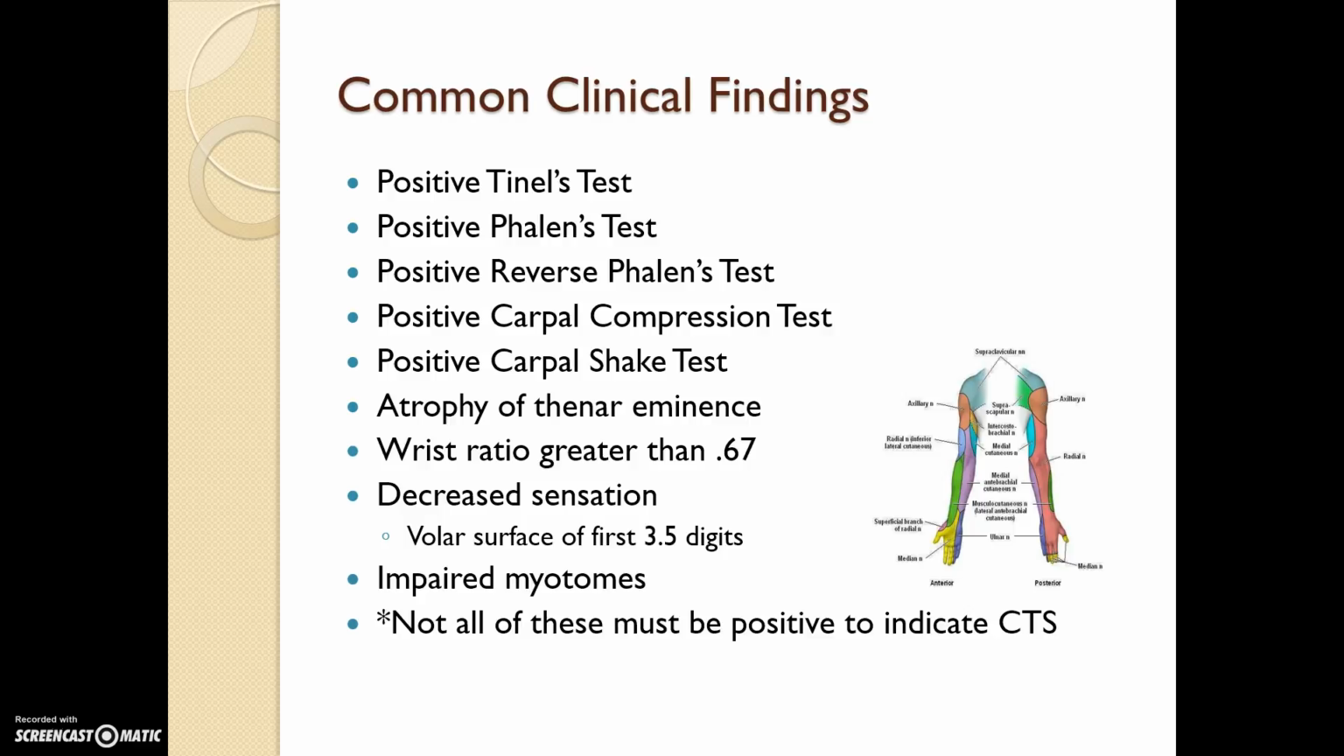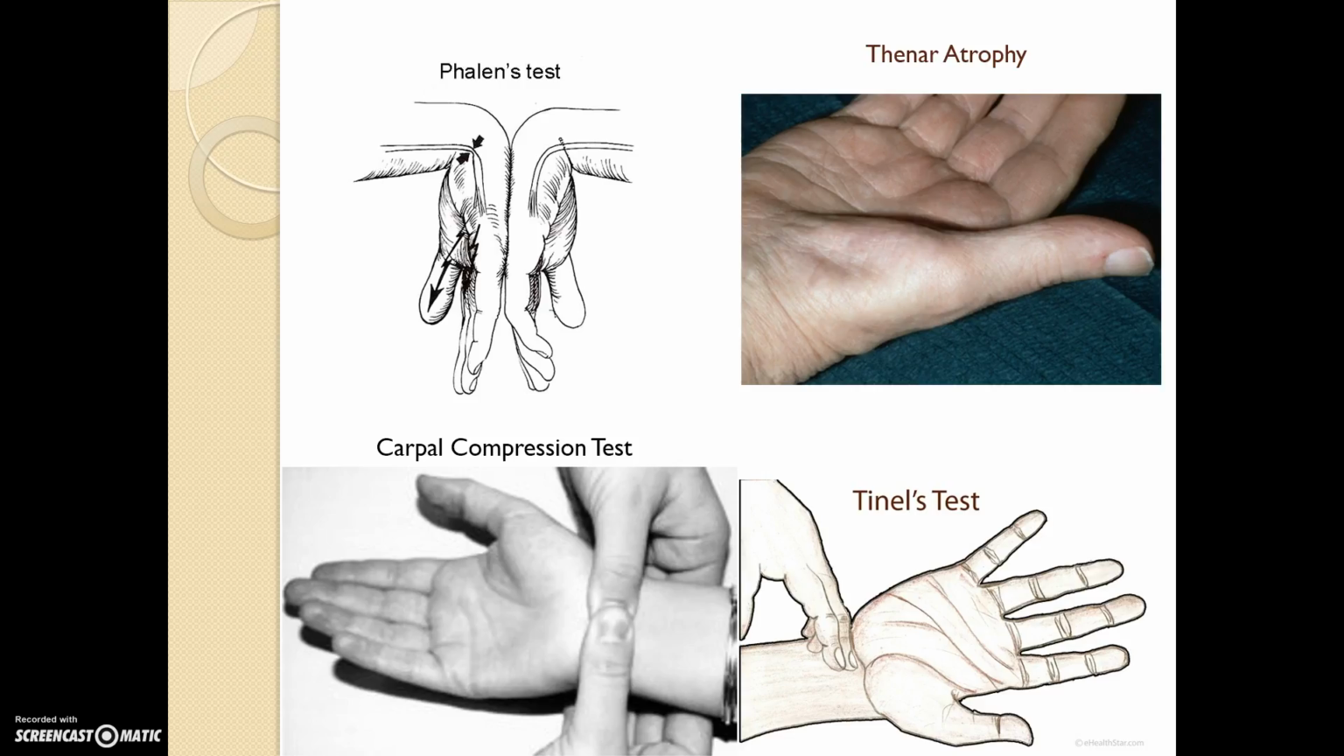Decreased sensation, particularly over the volar surface of the first 3.5 digits. Impaired myotomes, including wrist flexion of the C7 nerve root, and finger flexion and thumb flexion, abduction, and opposition of the C8 nerve root. It is possible that not all of these tests will be positive. These pictures demonstrate some of the tests commonly used to assess for carpal tunnel syndrome.